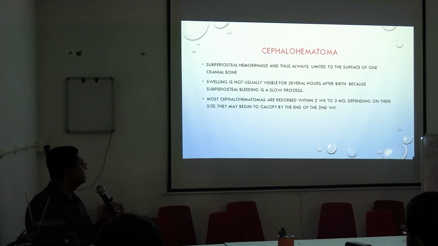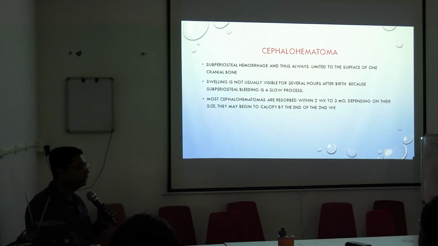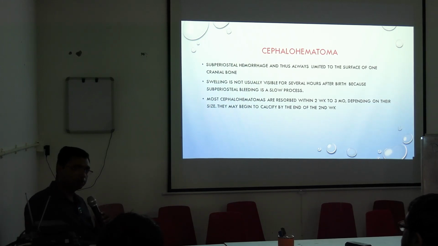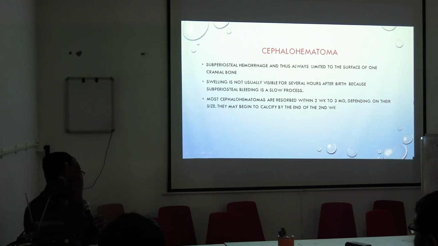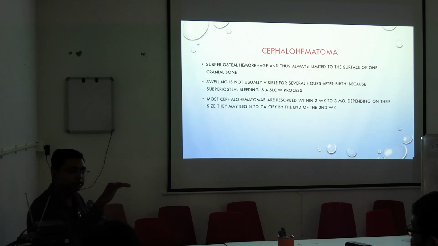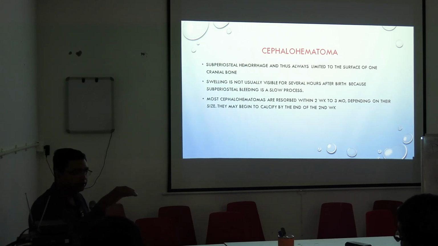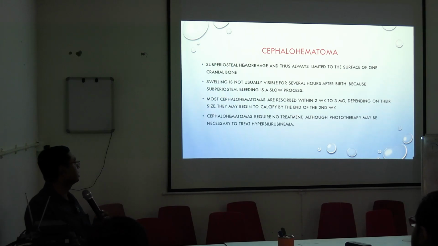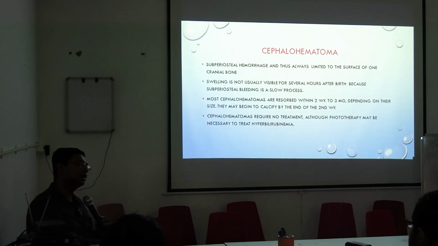Most Cephalhematomas are reabsorbed within 2 weeks to 3 months depending on their size, and it may begin to calcify. One of the most common complications of the Cephalhematoma is prolonged neonatal jaundice, because the blood that is below the periosteum gets hemolyzed and absorbed, and that can sometimes cause neonatal jaundice. So, it is one of the causes of prolonged jaundice. Cephalhematoma usually requires no treatment, but if jaundice occurs, then you can give phototherapy.